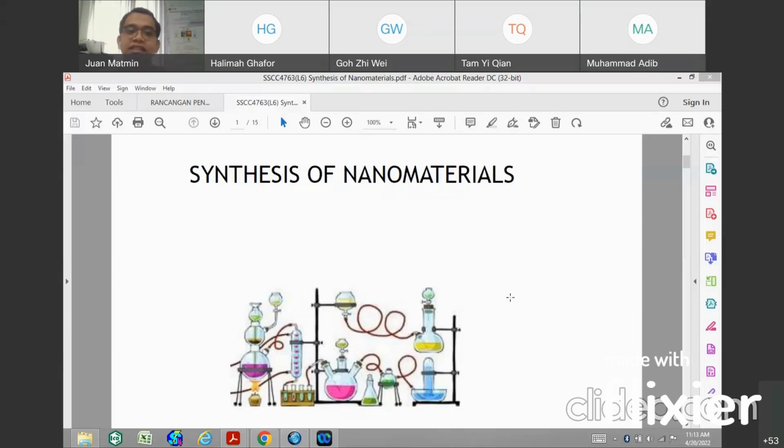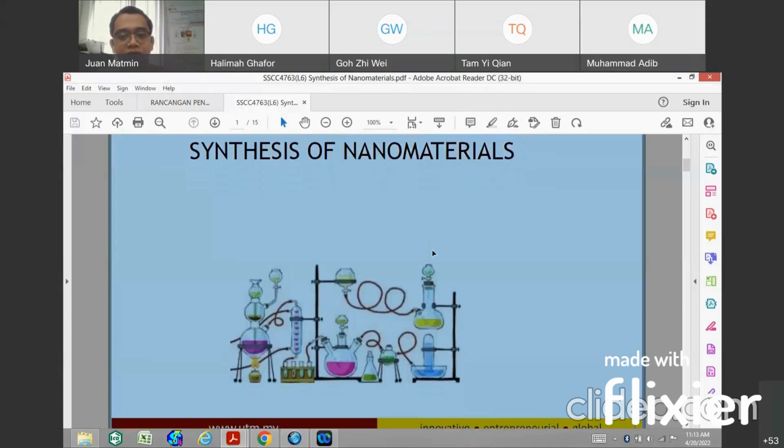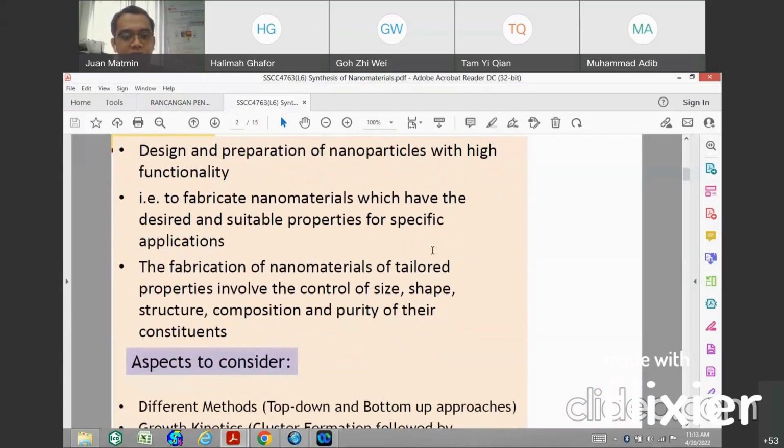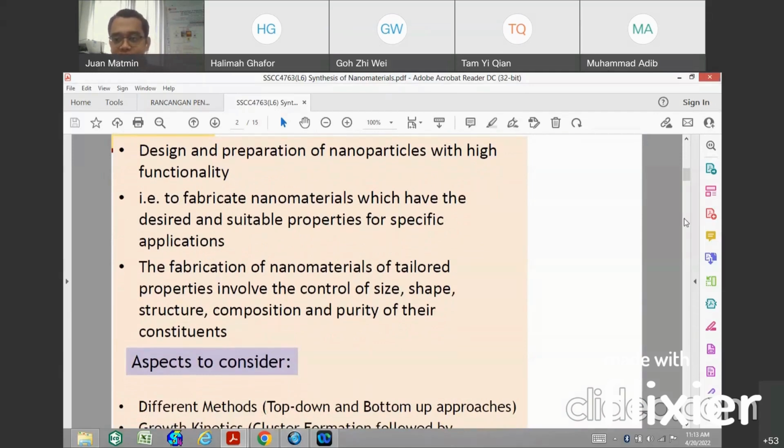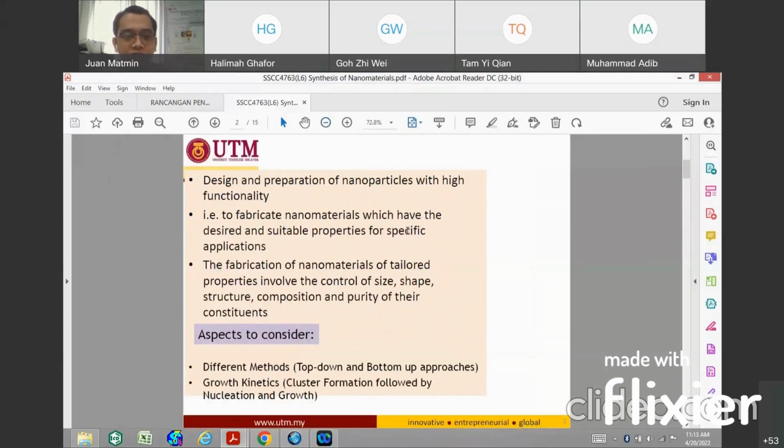...way on the synthesis of material, okay. Whether it is nano, there are two approaches: we go for the bottom-up approach or the top-down approach. Things that we are going to discuss in detail. Alright, so you got the overall idea there, okay?